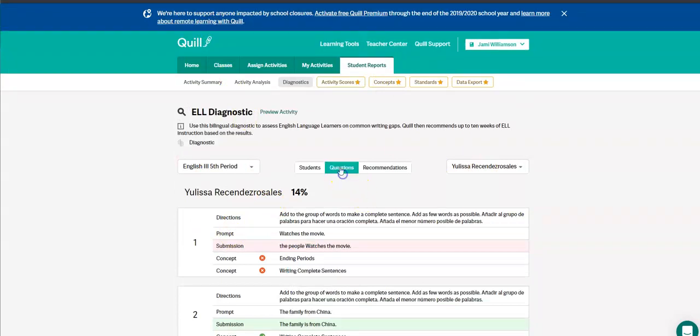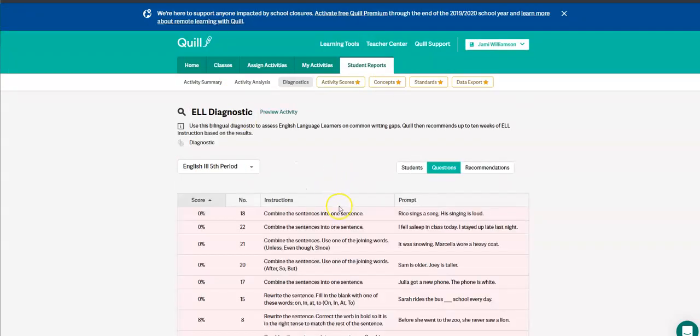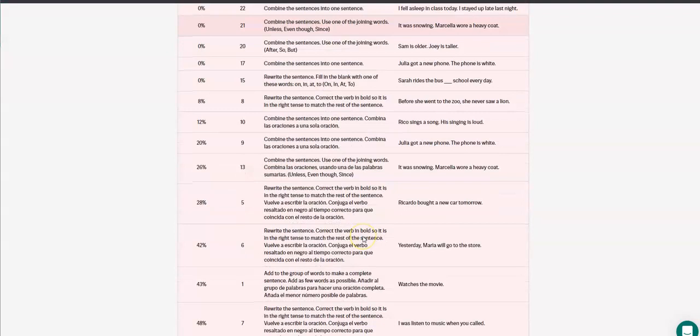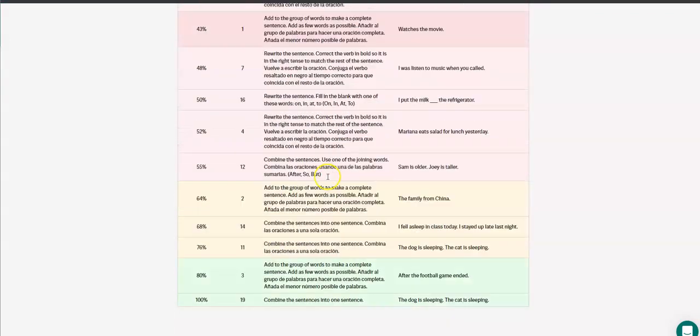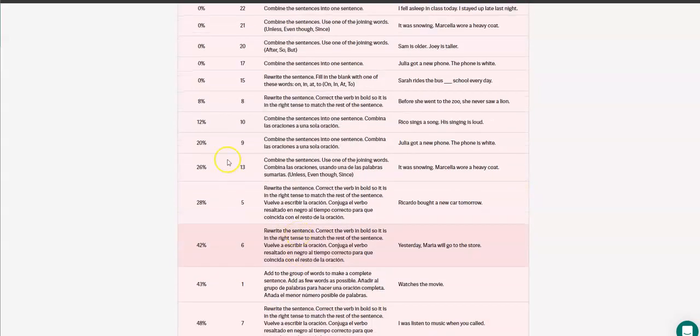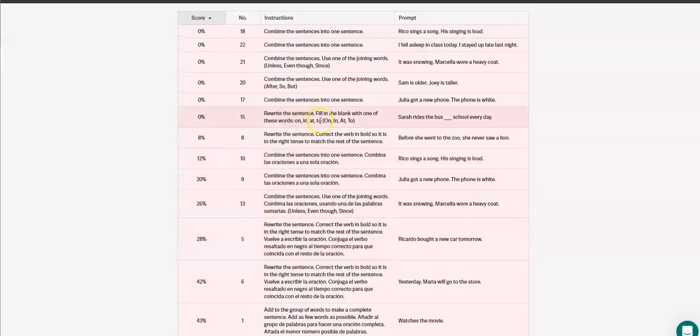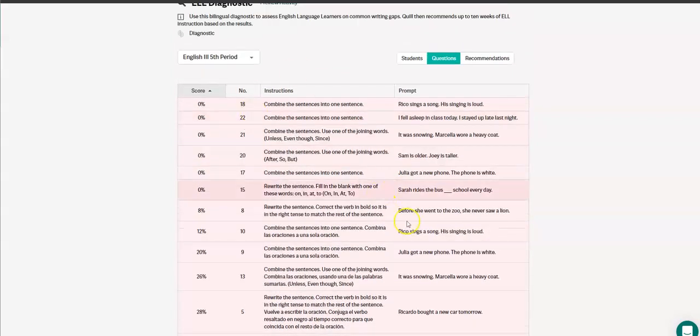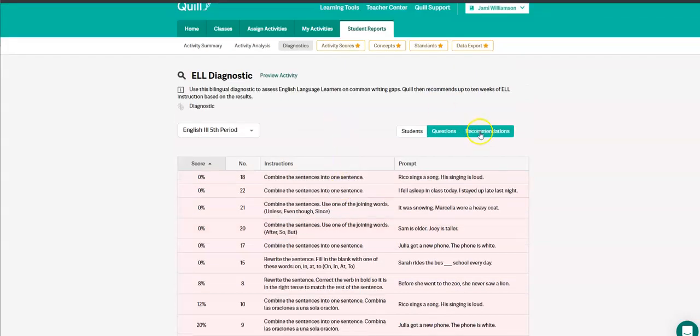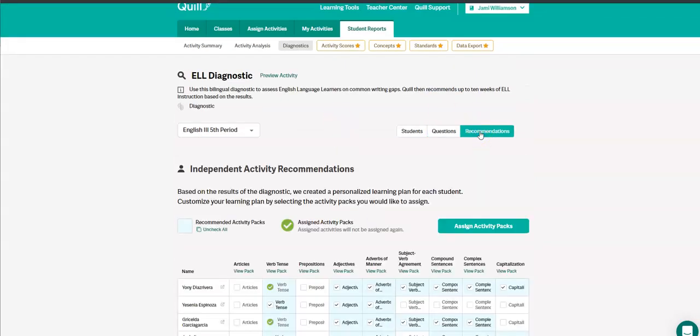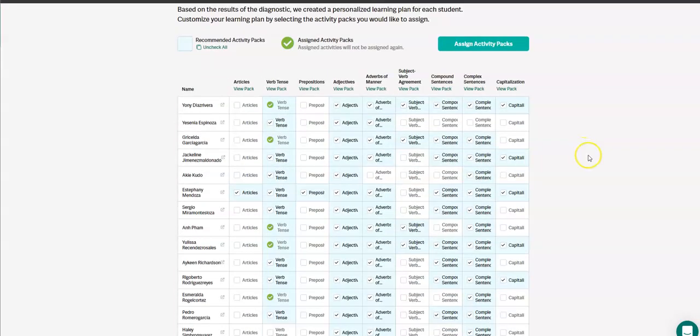Okay, so again, I can look by specific question. So question number 1, I can look at specific questions. Now, whenever I did this, they've changed the diagnostics since then. So the diagnostics that are on here are not the same that you would see now. This is the sentence combining. But here is a fill in the blank question.